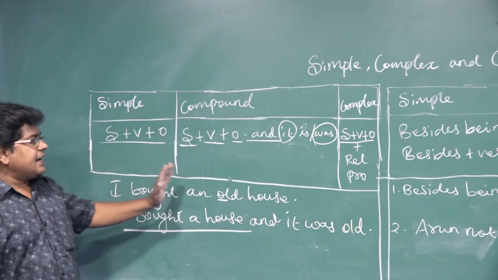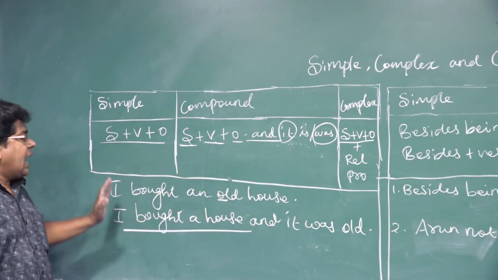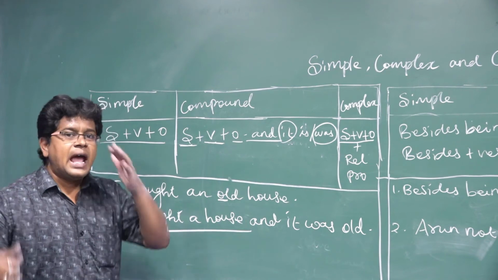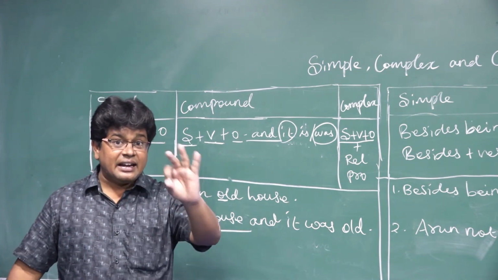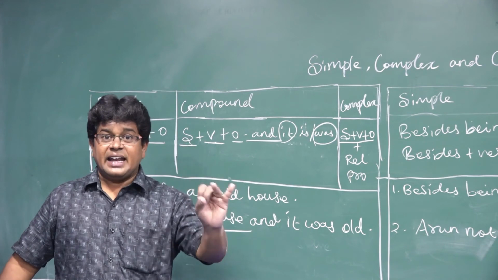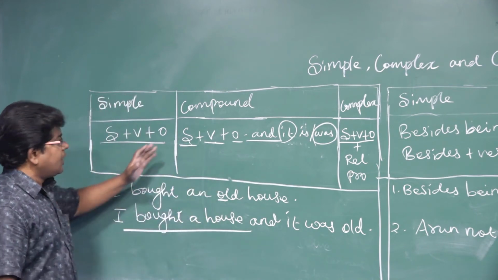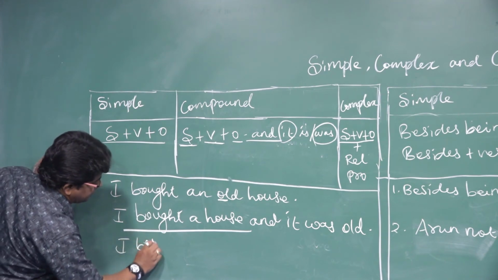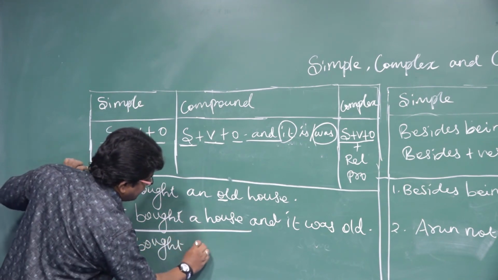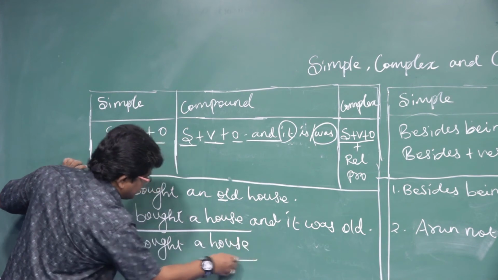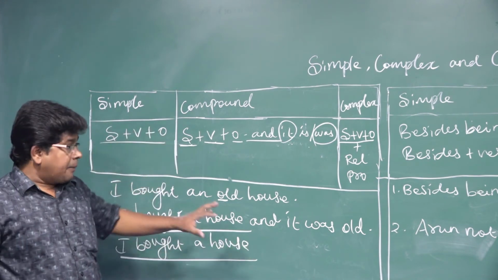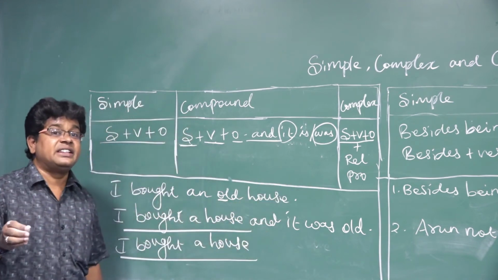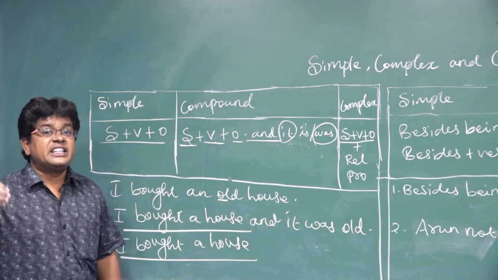For example, I read a humorous story. I read a story and it was humorous. Simple, I read a story and it was humorous. Read, read, same spelling, but different pronunciation. Next is the complex sentence. See, in complex sentence, the same. I bought a house. That is subject, verb, object. Here we have to use house, a non-living thing. In front of that, we have to use only which or that.